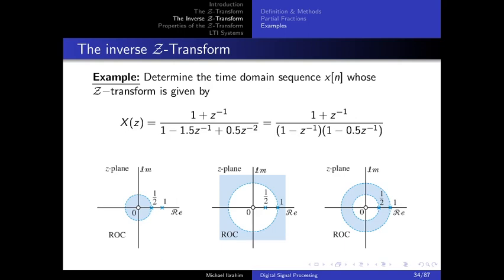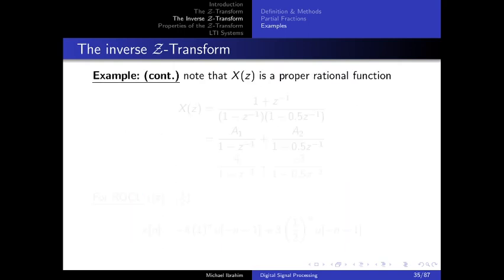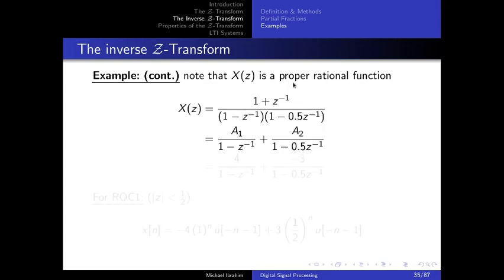So now that we know the possible ROCs, we will solve the problem 3 times for the 3 possible regions of convergence. Since X of z is a proper rational function, we can do the partial fraction right away, and we can write it as a constant over the first factor here, which is 1 minus z to the minus 1, plus another constant over the second factor here, which is 1 minus half z to the minus 1. And of course, the constants a1 and a2 can be easily computed, as we have seen in mathematics and in the previous lecture.